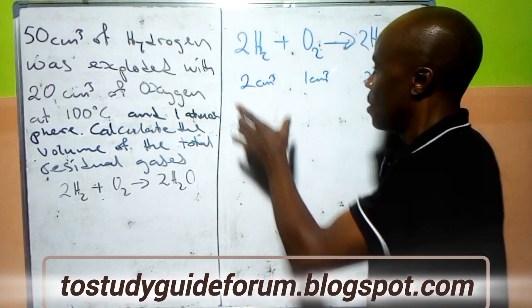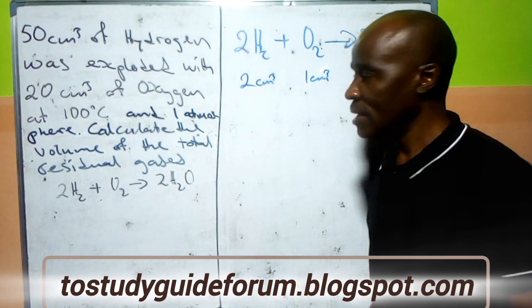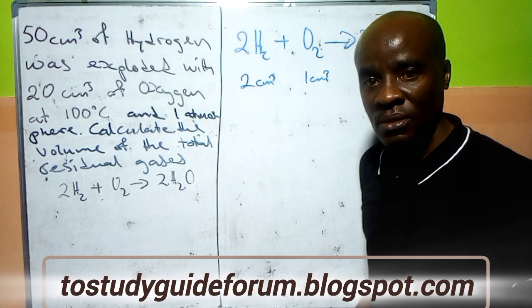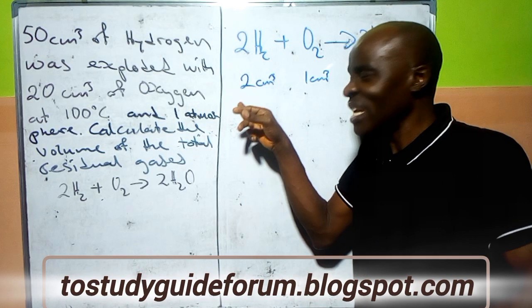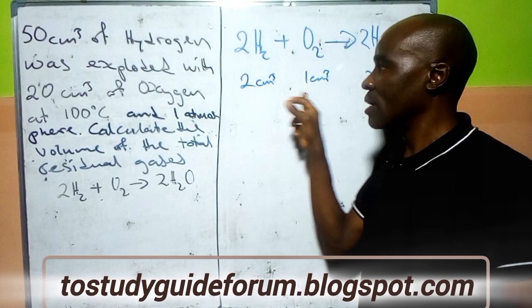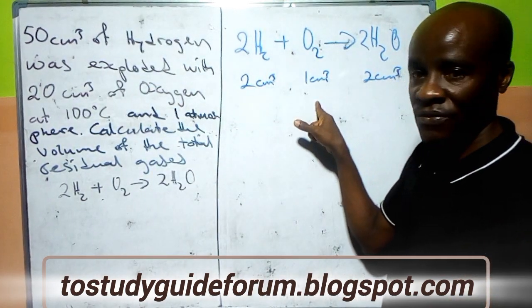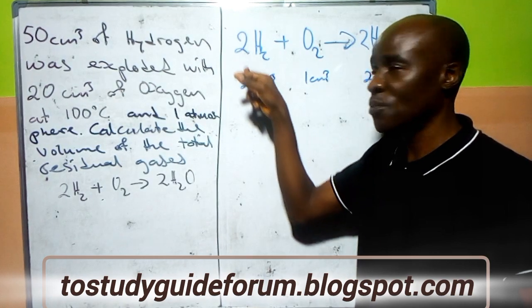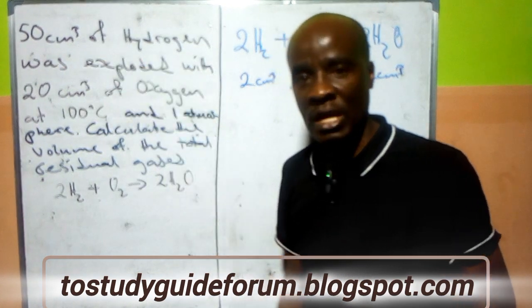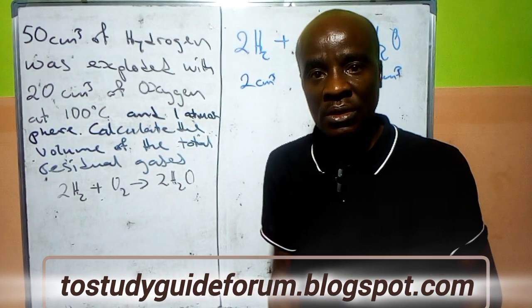If the whole of the hydrogen will combine, it means it will need half of that volume of oxygen. The volume here is 1. Then if it's 50 in this case, what we have here will be 25, which is half of the volume of hydrogen, which means hydrogen is the one reacting in excess, and this other one, oxygen, is the limiting reagent.